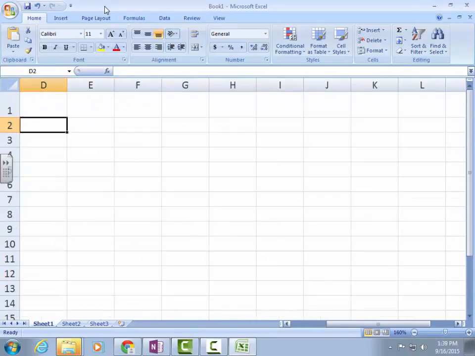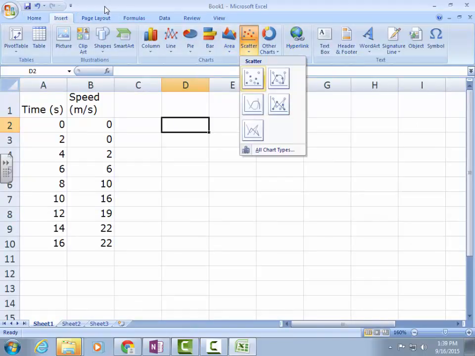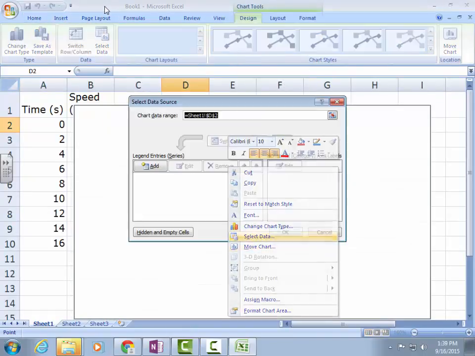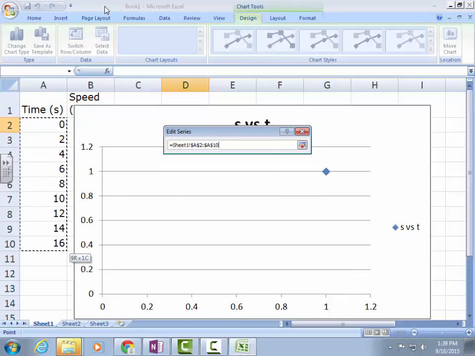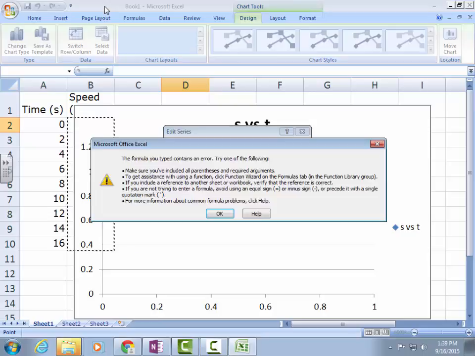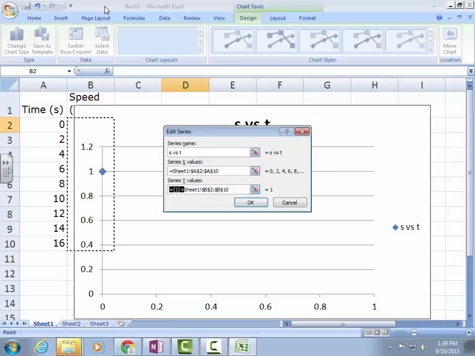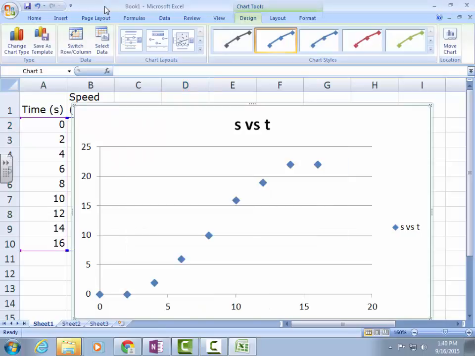Let me enlarge this. And let me go and insert scatter plot, select the data, add the series. This is S versus T. My X values are my times. My Y values are my speeds. Okay. And there you go. And now it gives me this curve.